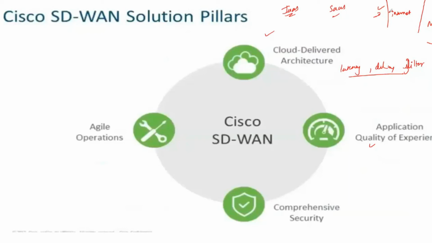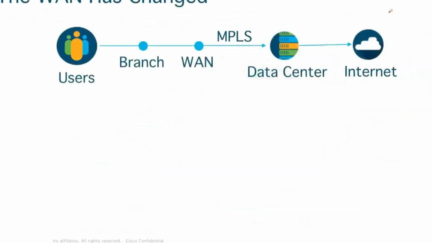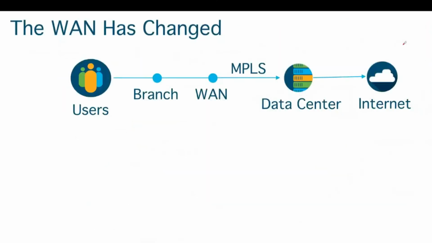Comprehensive security, easier to prove compliance, end-to-end secure, right? The other thing is agile operations. The operations in SD-WAN are much more flexible and uniform. It is easier to configure and easier to implement. Okay?